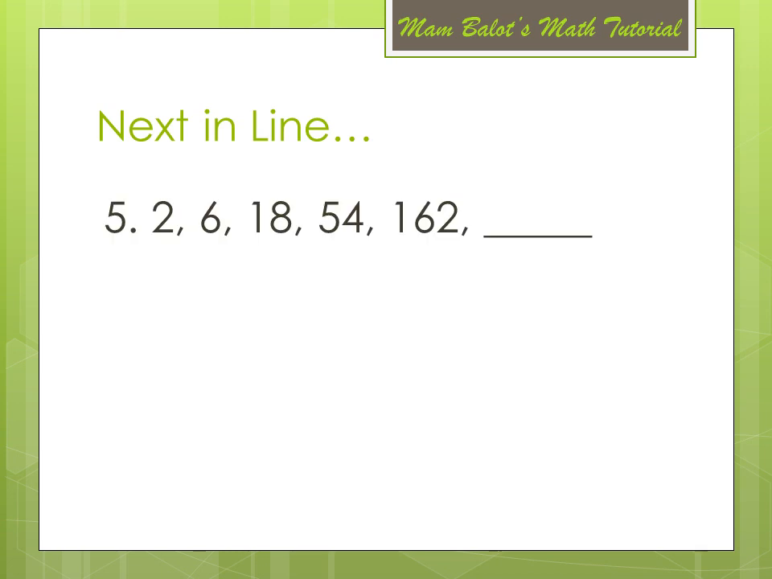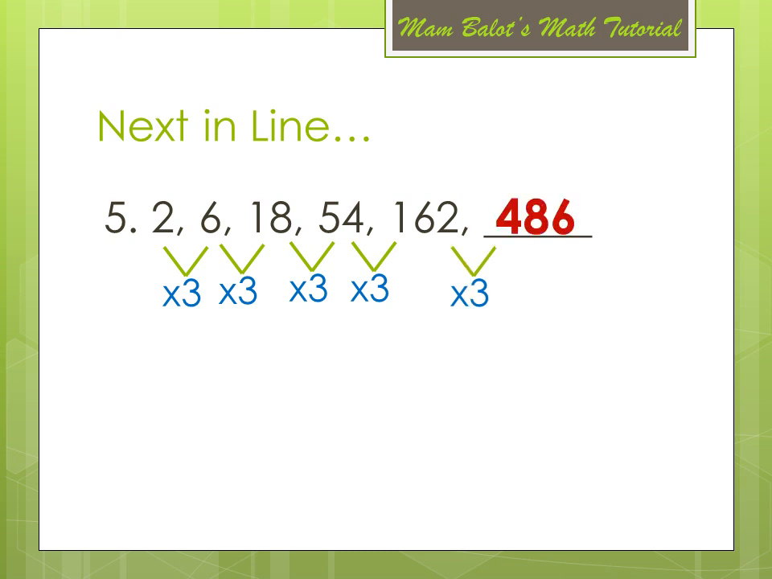In number 5, we have here 2, 6, 18, 54, 162, and blank. So as you observe, from 2 to 6, and then from 6 to 18, we need to multiply by 3. So 2 times 3 is equal to 6. 6 times 3 is equal to 18. Multiply another 3, so we have 54, and so on. So therefore, to get the next number, we will multiply 162 by 3, so we get 486.